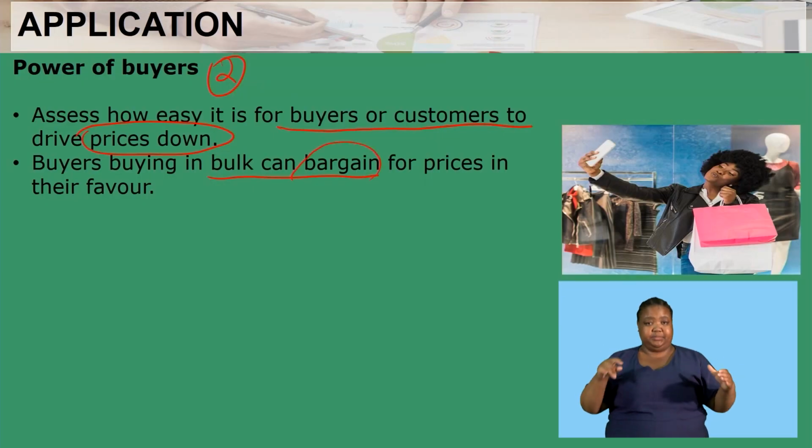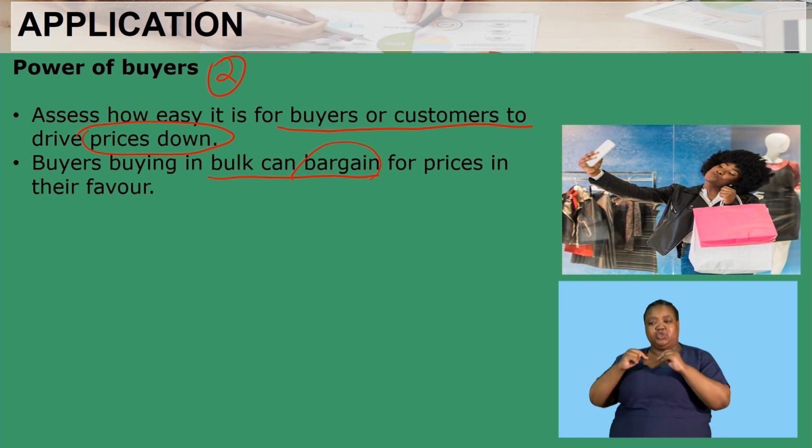Bargain means negotiate. So buyers buying in bulk can bargain for prices in their favor. I mean, if the person says, I've got money and I want to buy everything in stock, I've got 2,000 but I need a discount, they've got more power because they've got money, and money can speak for them.